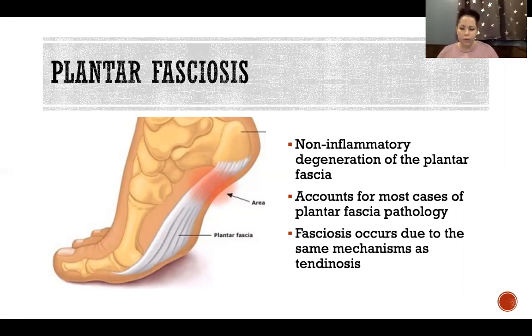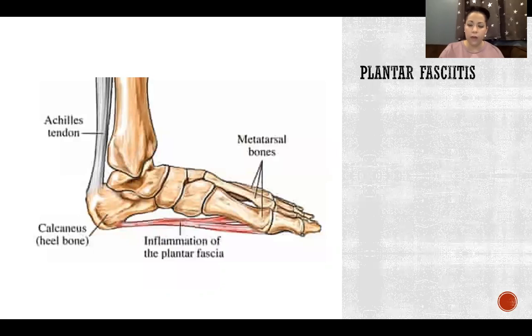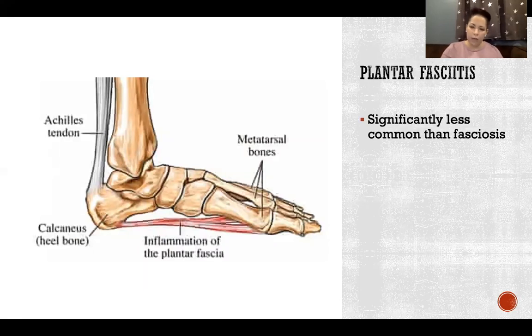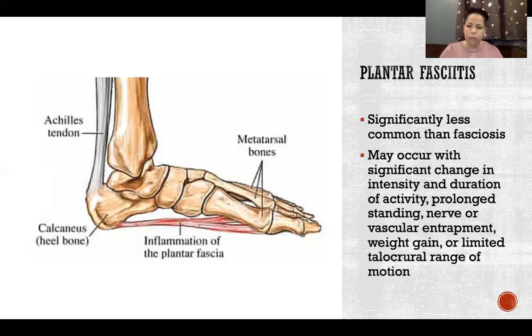It occurs due to the same mechanisms as tendinosis, like I described. Versus plantar fasciitis, that would be actual inflammation. So it's significantly less common than fasciosis and can occur with significant change in intensity and duration of activity, prolonged standing, nerve or vascular entrapment, weight gain, or limited talocrural range of motion.